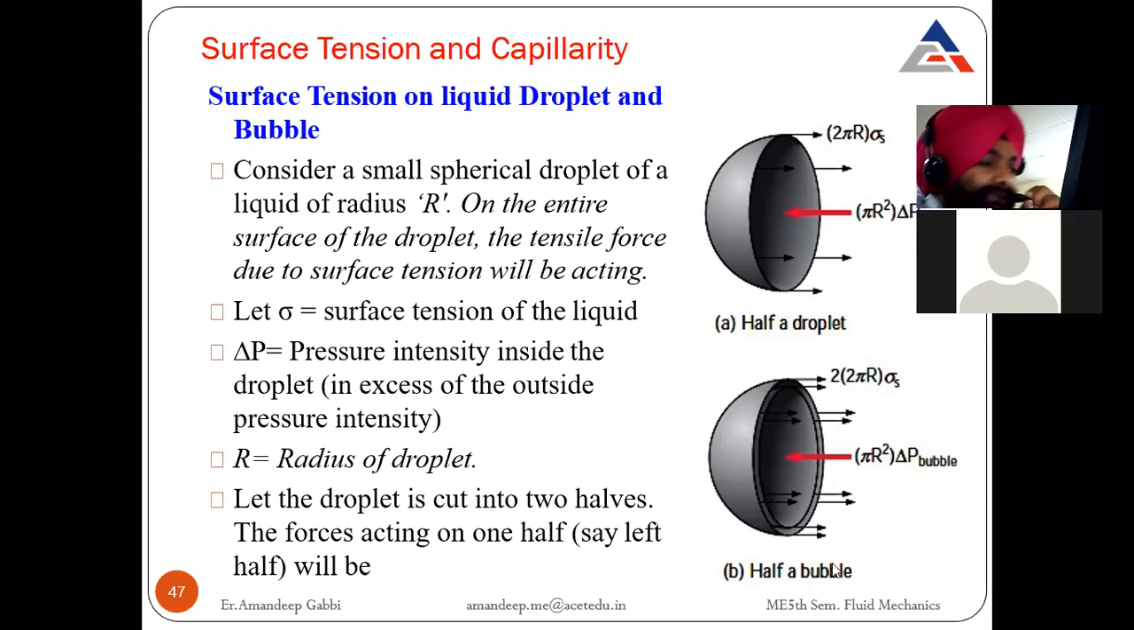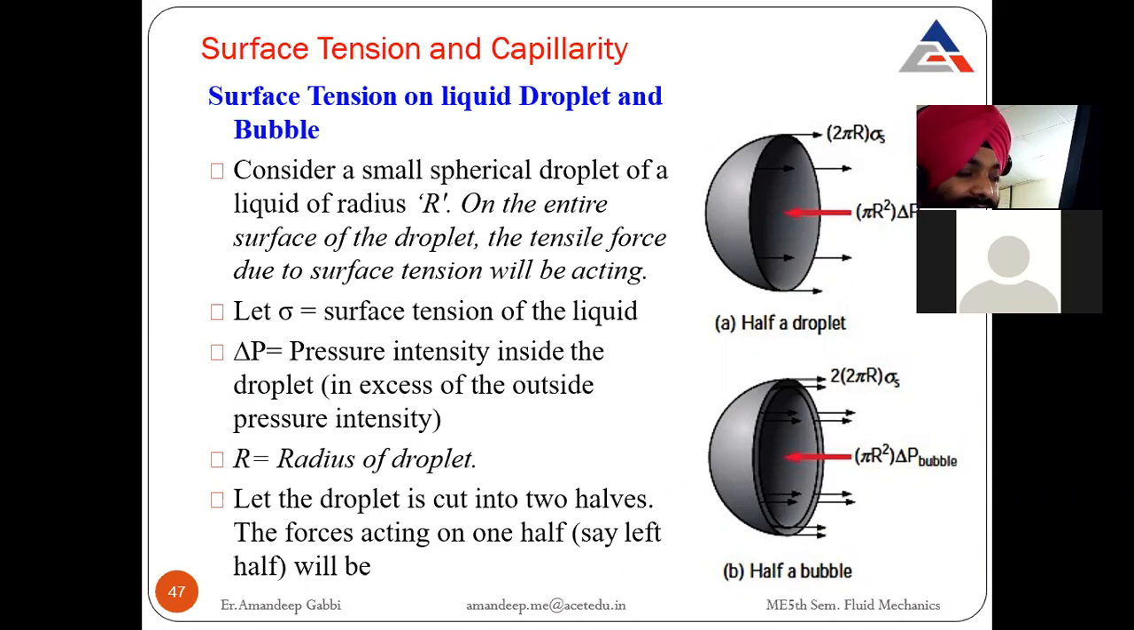Now consider a small spherical droplet of liquid of radius r. On the entire surface of the droplet, because it is a spherical ball, there will be a tensile force due to surface tension acting on the surface of this droplet. Sigma is equal to the surface tension of the liquid. This is a liquid droplet. It can be water, it can be different liquids, right?